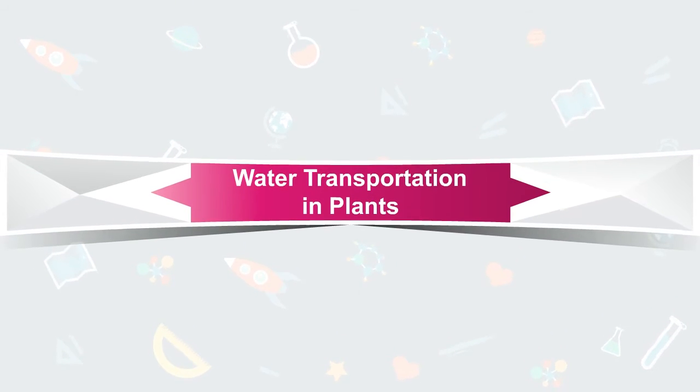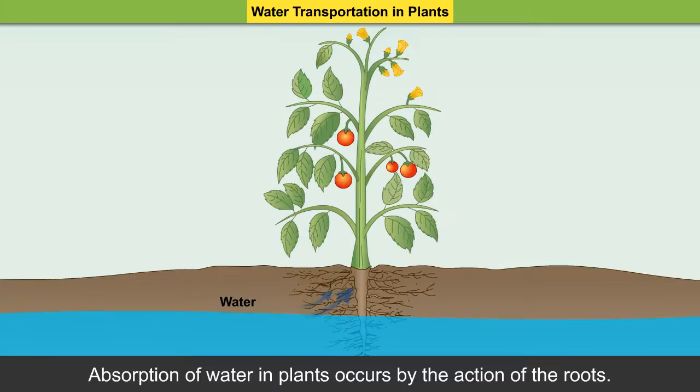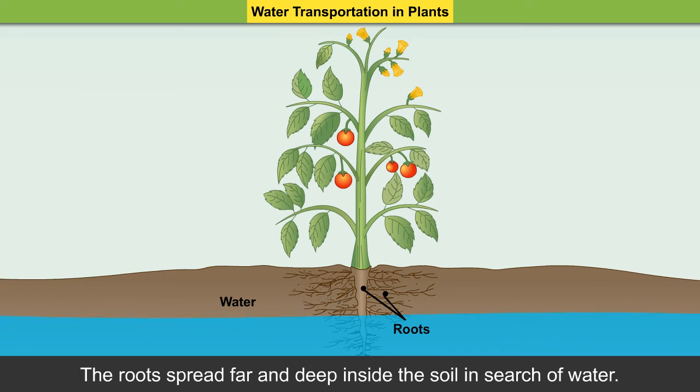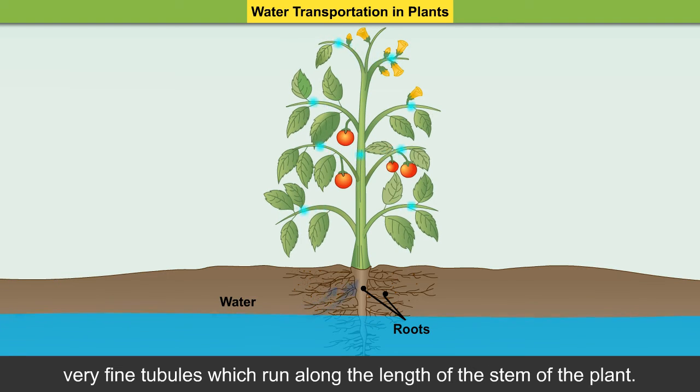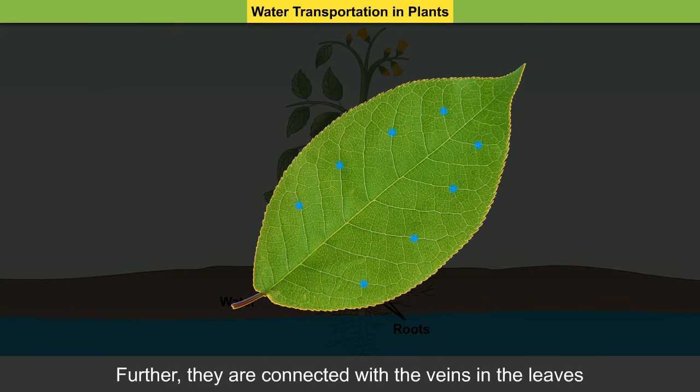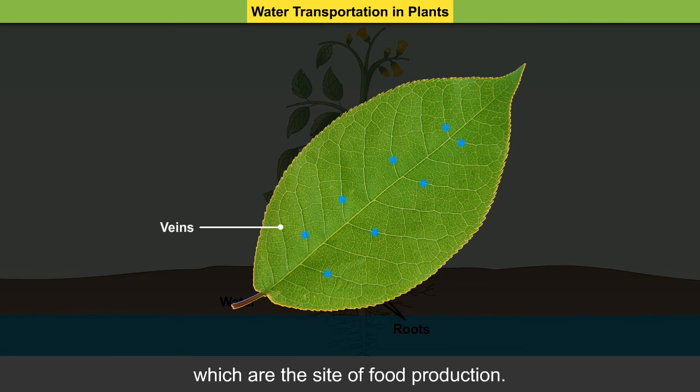Water transportation in plants. Absorption of water in plants occurs by the action of the roots. The roots spread far and deep inside the soil in search of water. The transportation of water from roots to leaves occurs with the help of very fine tubules, which run along the length of the stem of the plant. Further, they are connected with the veins in the leaves, which are the site of food production.